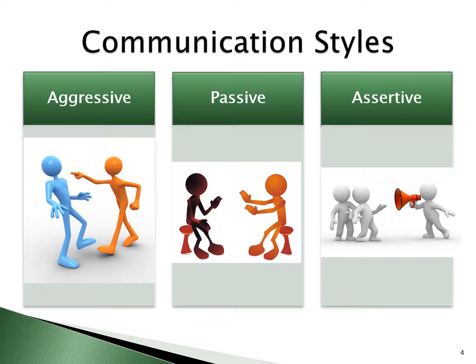Passive is indirect, hesitant to say what is on his or her mind, and tends to agree externally while disagreeing internally. An assertive communication style is an effective, active listener, open to negotiating, bargaining, and compromising in ways that everyone wins.